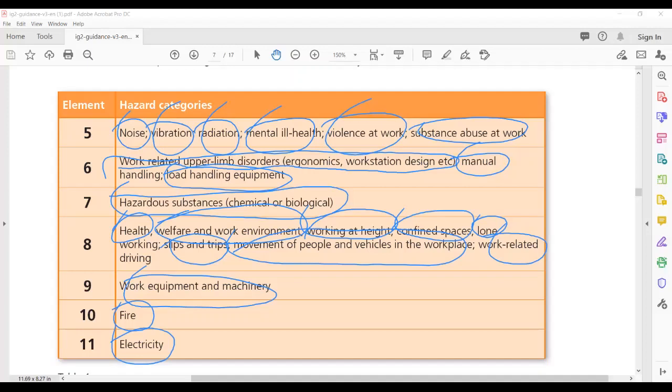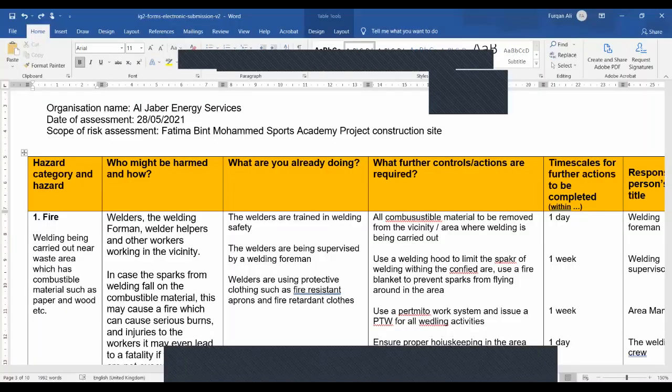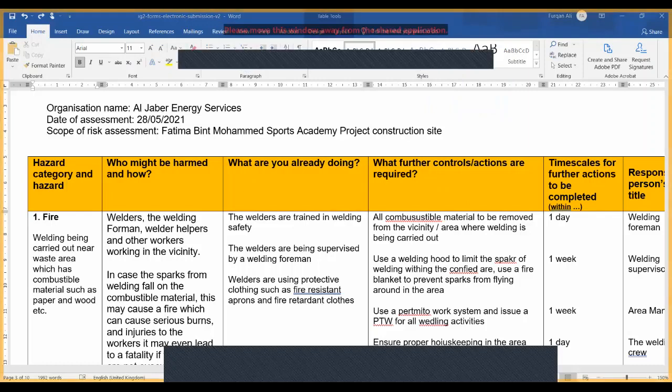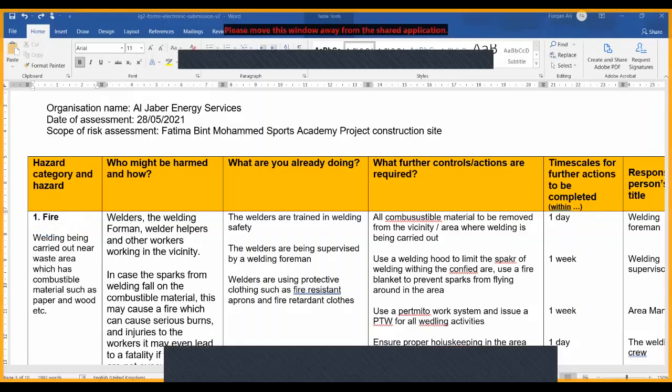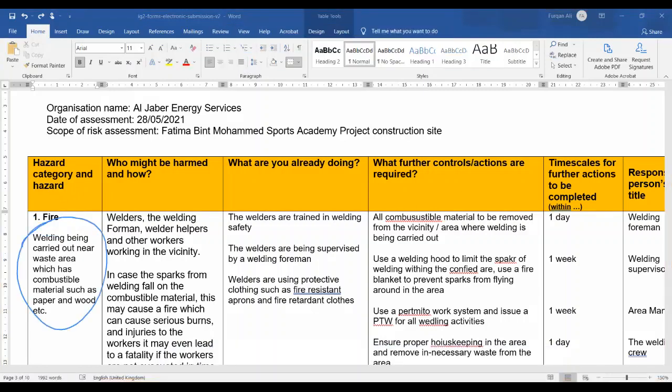So when you are identifying these hazard categories on the risk assessment, you need to refer to this guidance document. Okay, so here you can see which hazard category I have identified. I have identified the hazard category fire over here. Now fire is the hazard category. What is the hazard? The hazard is welding being carried out near a waste area which has combustible materials such as paper and wood.